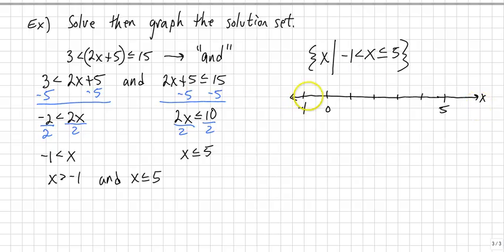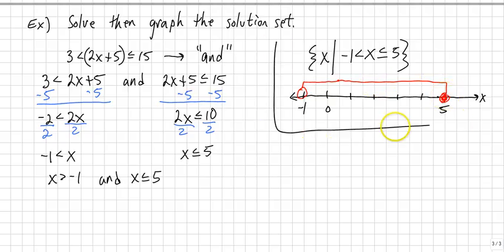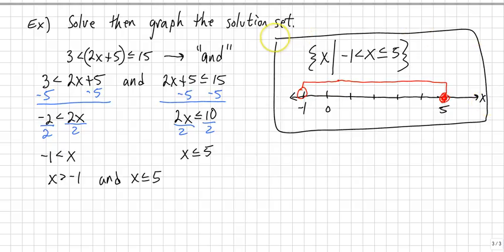So we want x to be bigger than but not equal to -1, and less than or equal to 5. So you can't equal -1, so it'll be an open dot, and it can equal 5, so it'll be a closed dot, and then we want to shade between them. So we've got our solution set and a number line showing where all the solutions are.